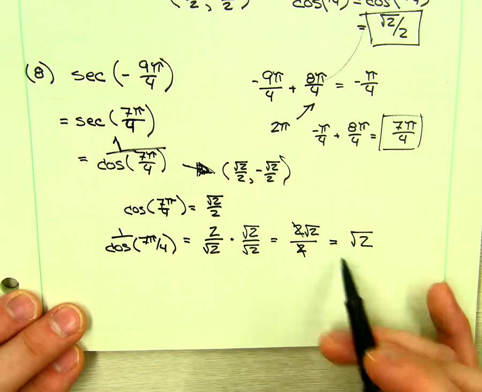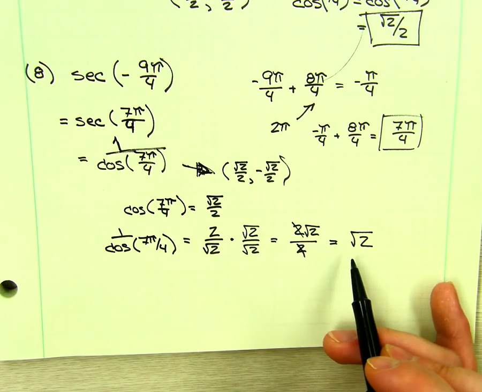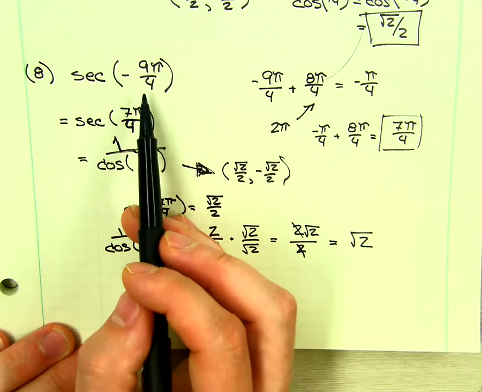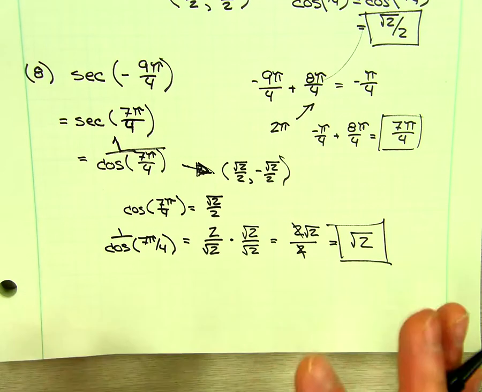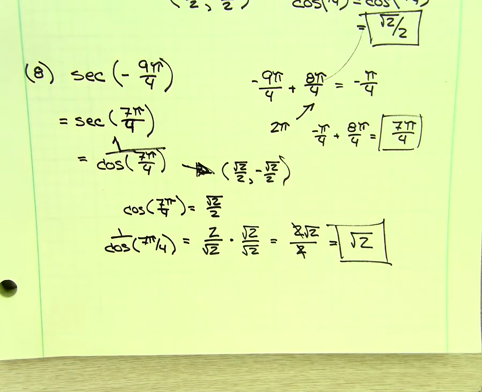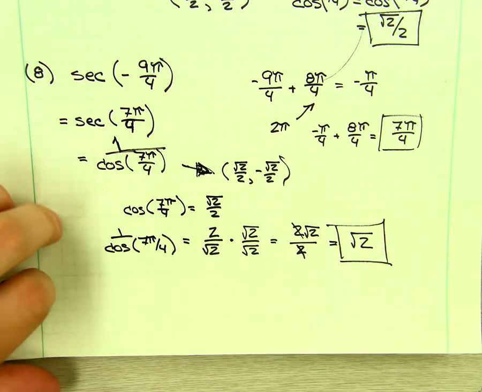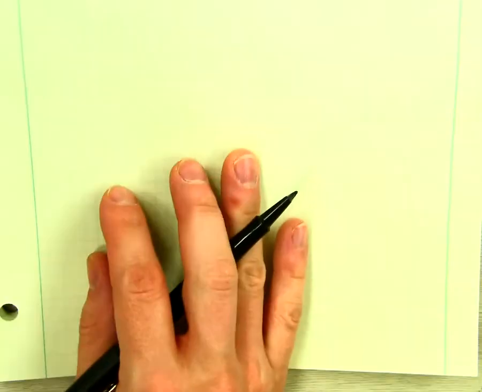Now this is my total 100% correct answer. So the secant of negative 9 pi over 4 is going to be equal to root 2. Tricky one that involves a couple of extra steps, but you guys can handle this and do fantastically. Okay, so let's move on. I've got a couple more quick ones.